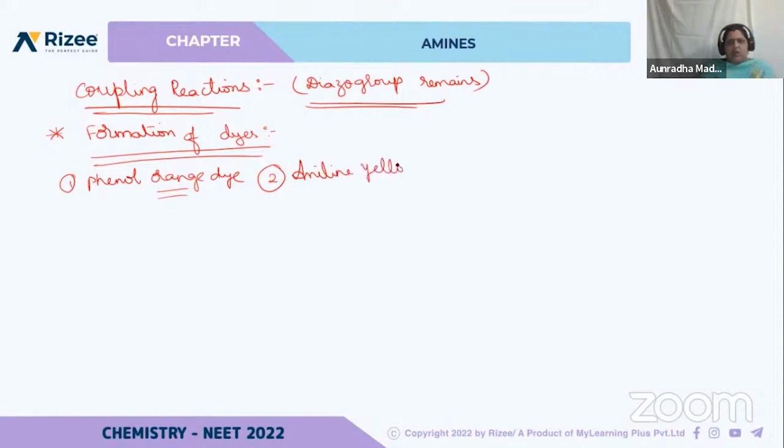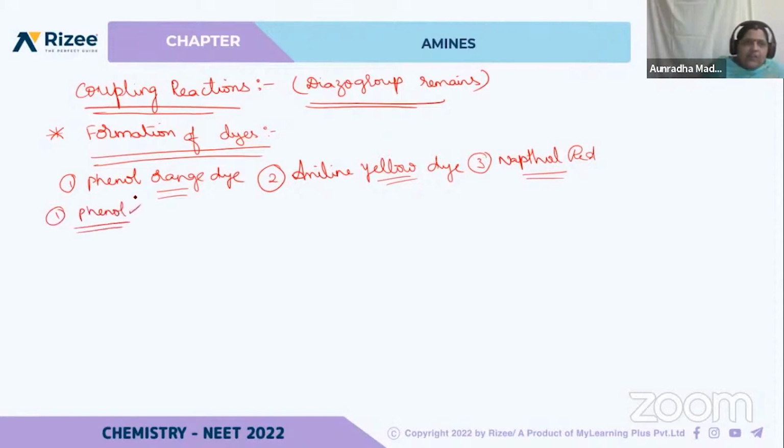aniline yellow dye. The third one is naphthol red dye. So let's see what these dyes are, what the color is, and how the diazo group stays in the product. Let's see that. So first of all, let's take phenol orange.